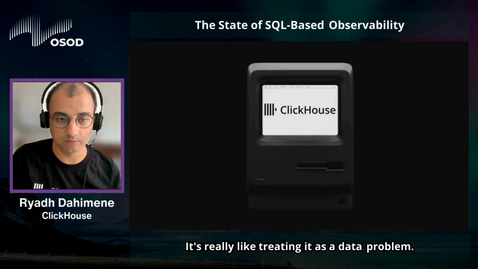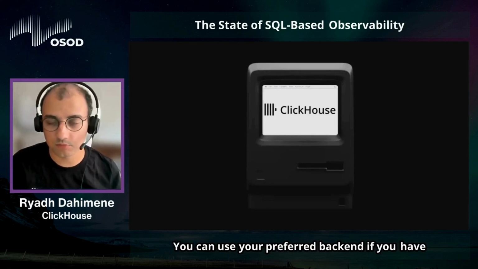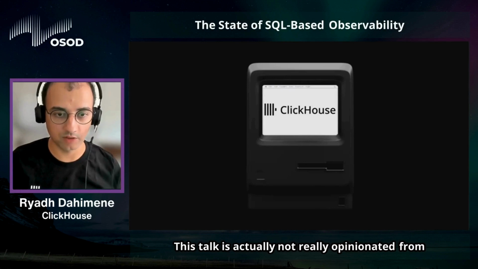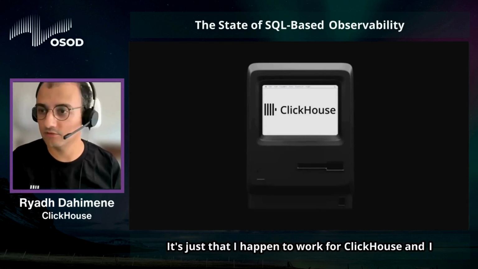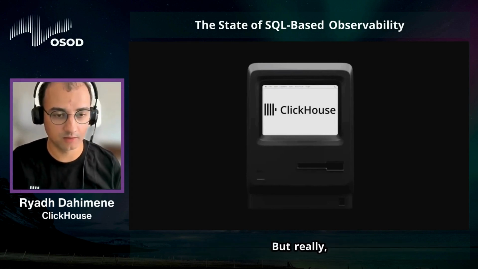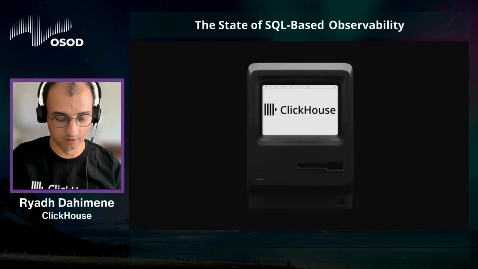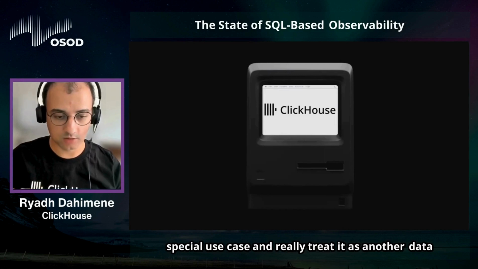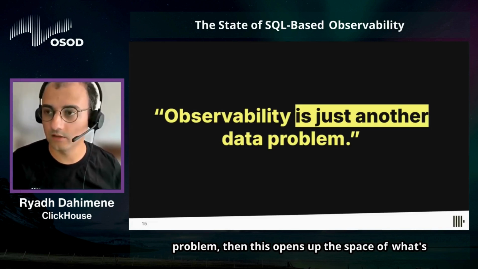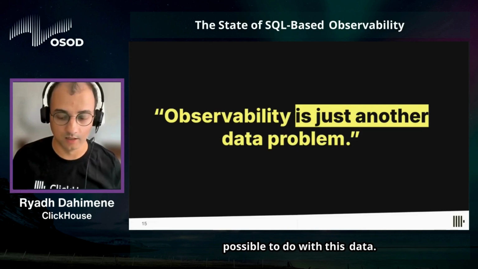a data problem. ClickHouse can be one of the backends. You can use your preferred backend. If you have something else, this talk is actually not really opinionated in that sense. It's just that I happen to work for ClickHouse and I know it better than the other data stores. But really, if you stop thinking about observability as a kind of special use case and really treat it as another data problem, then this opens up the space of what's possible to do with this data.